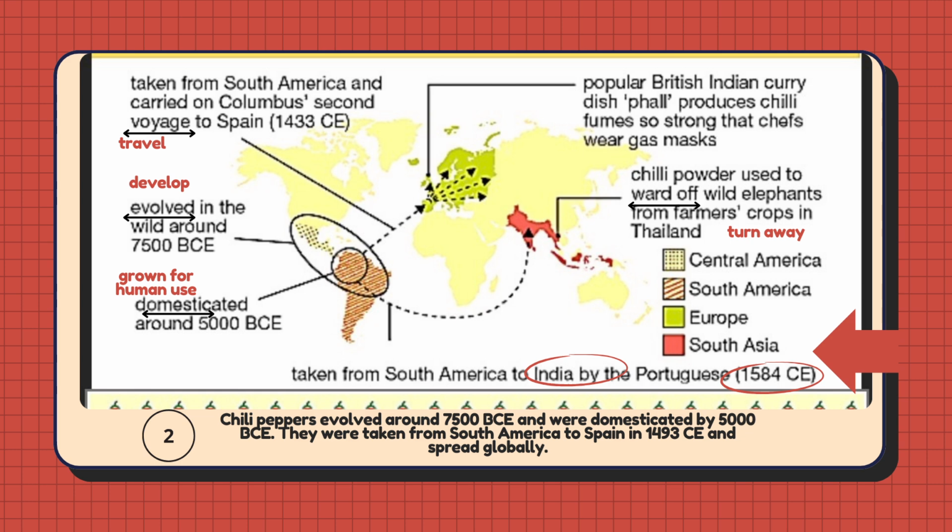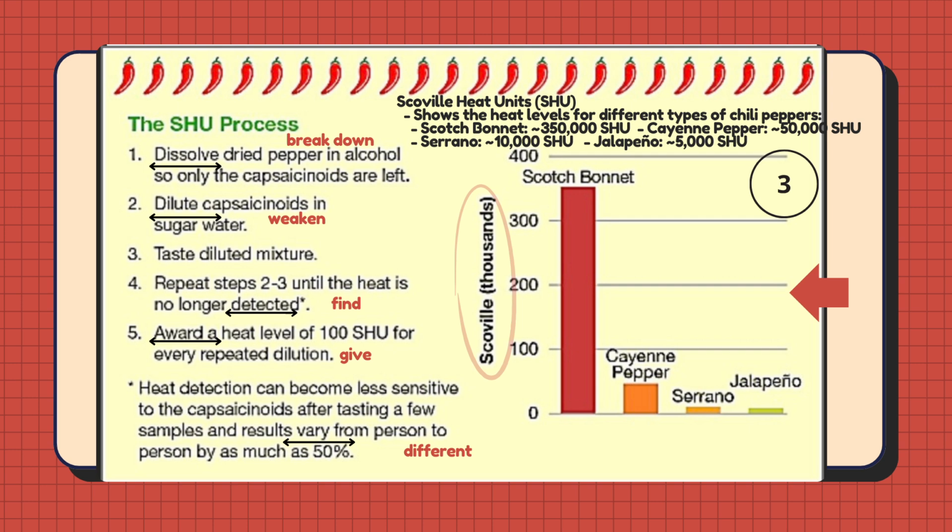And as you can see in the map, you can find Central America, South America, Europe, and South Asia, because this is also another indication that these are very important info. But then again, you can find the word India at the bottom, taken from South America to India by the Portuguese, 1584 CE.